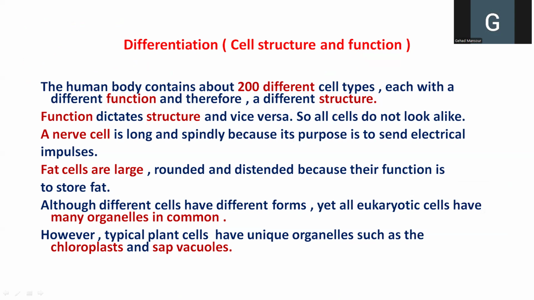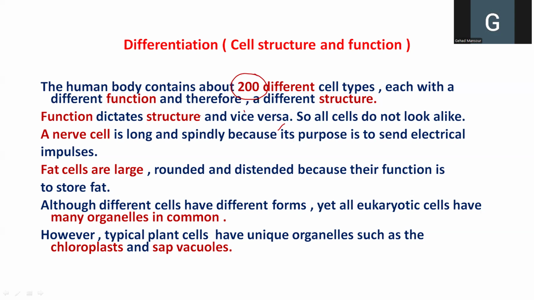Inside our human bodies, there are, of course, eukaryotic cells, but these eukaryotic cells are of about 200 different types. And each of these 200 different types carries out a particular function. Why? Just because it has the structure that makes it adapted to that function. So function dictates structure and vice versa. So all cells do not look alike, and for one simple reason, they do not carry out the same function.